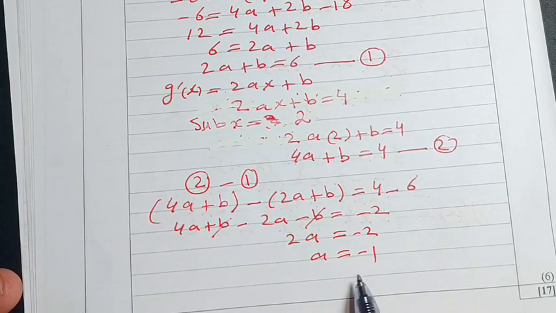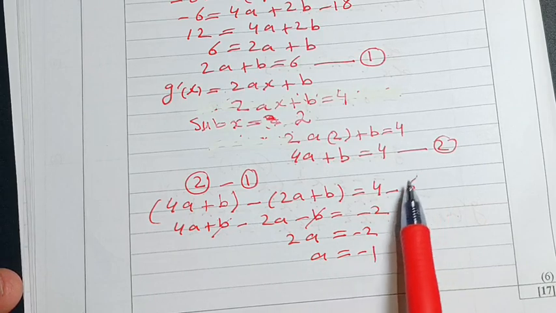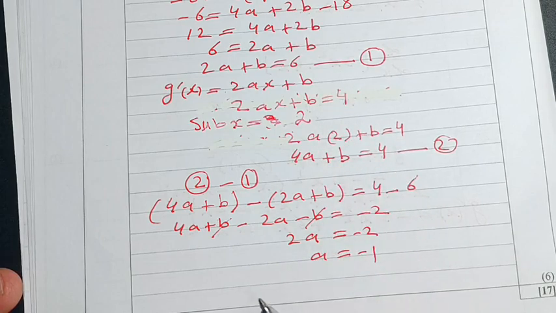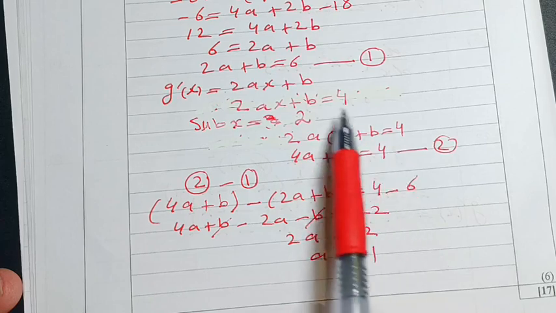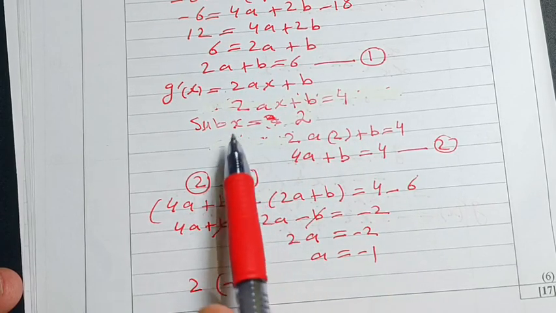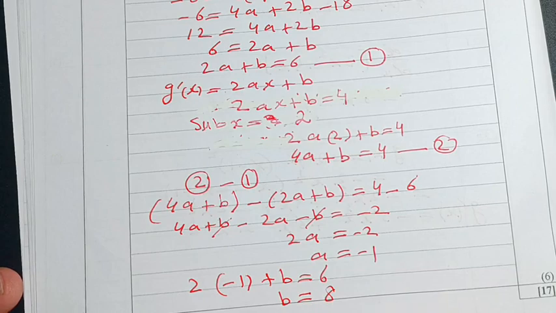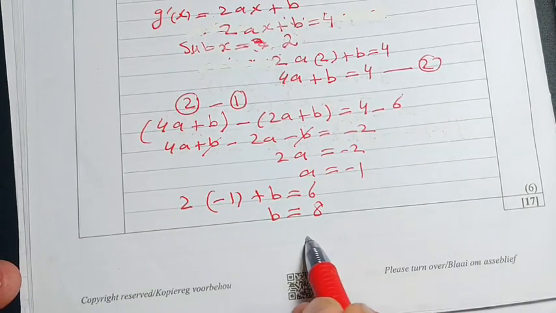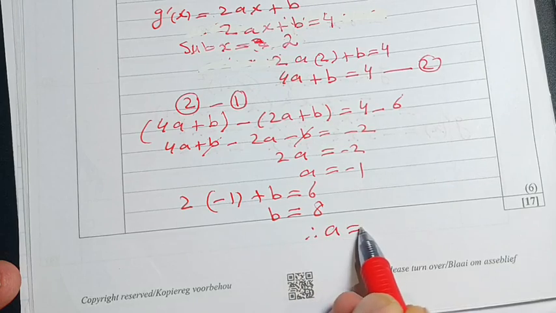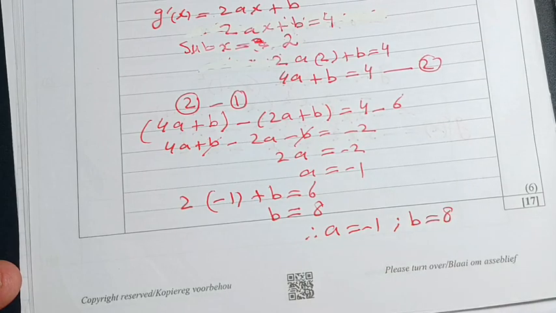Now I'm gonna put back a is equal to negative 1 into one of these equations, number 1 or number 2, to find the b. So I put in number 1: 2 times negative 1 plus b is equal to 6. So I simplify, therefore b is equal to 8. Therefore a is negative 1 and b is 8. This is my final answer.